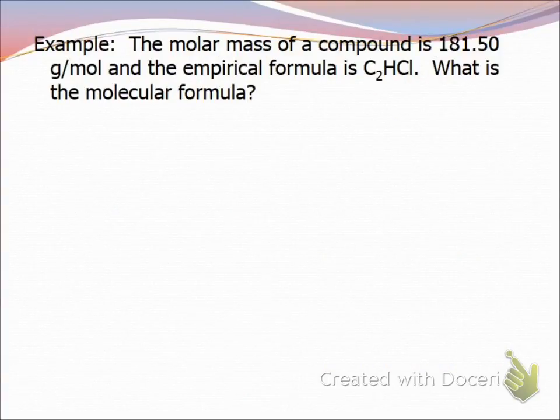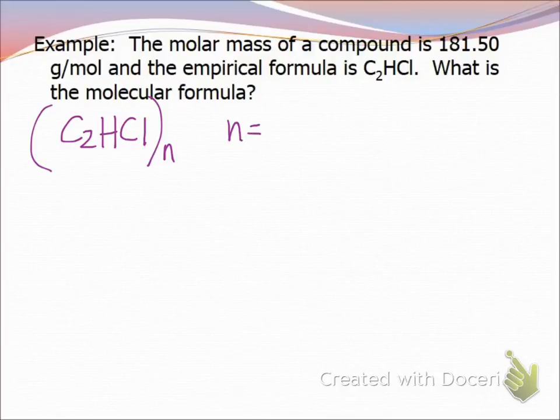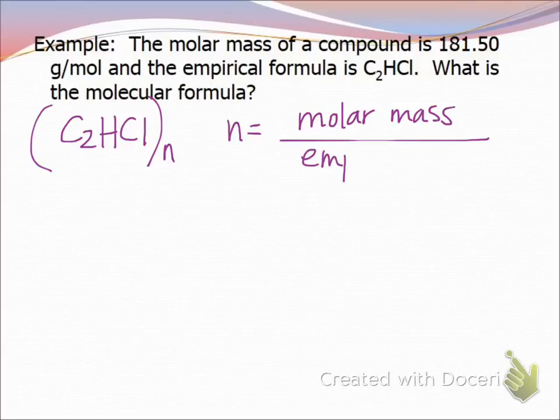This one's telling us the molar mass of a compound is 181.5, and the empirical formula is C2HCl. What is its molecular formula? So we know that this is our empirical formula, and remember I told you we write it with that little n, because I'm going to tell you how to solve for n. n is the molar mass, which you will always be given, divided by the empirical mass. The molar mass has to be discovered or calculated or experimented in a different way. It's different than percent composition.